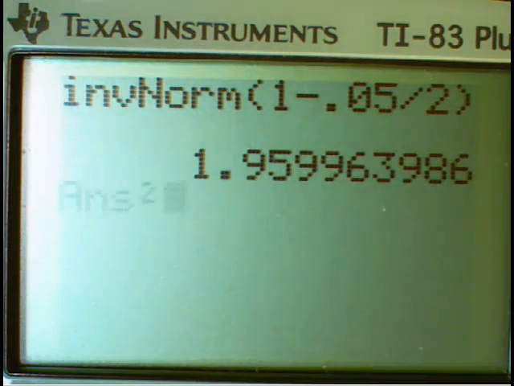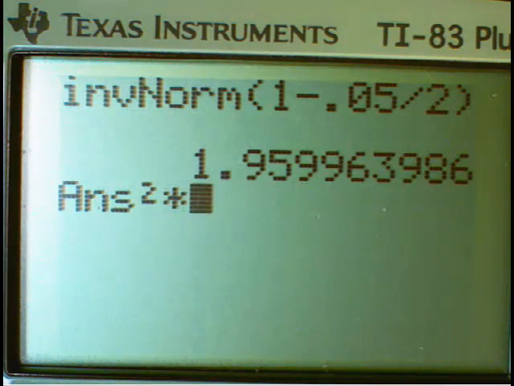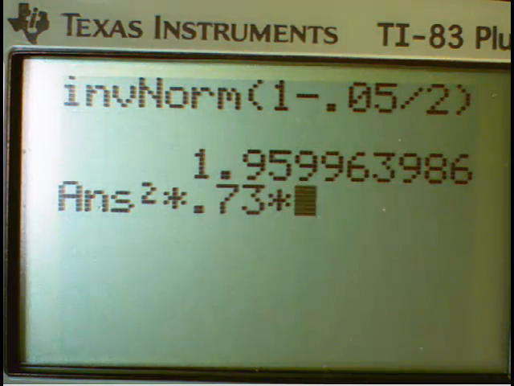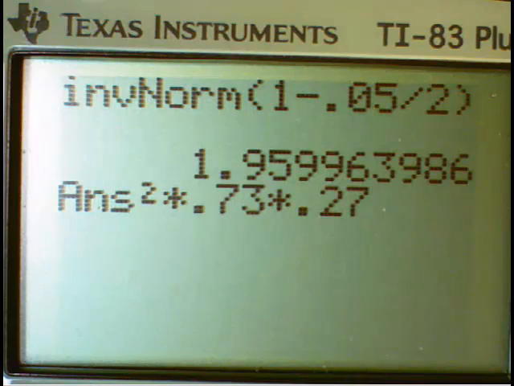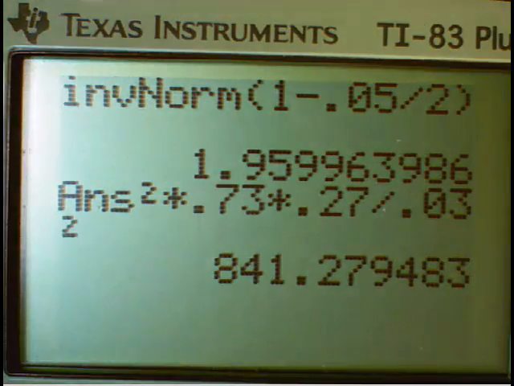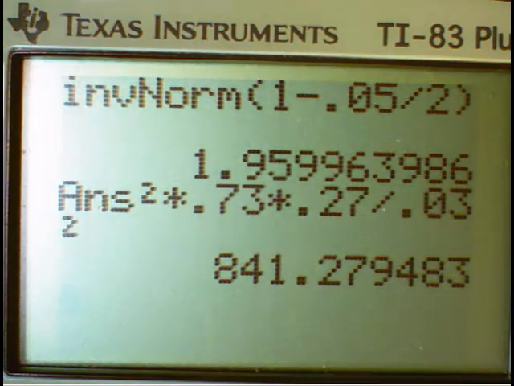When I press the square button, the calculator will square my previous answer. So it's not rounding and squaring, it's keeping up with all those digits, which gives me a more precise answer. My answer squared times the p hat was 0.73 times the q hat is 0.27 divided by my e 0.03 squared, and then equals, and I get an approximate value of 841.3.